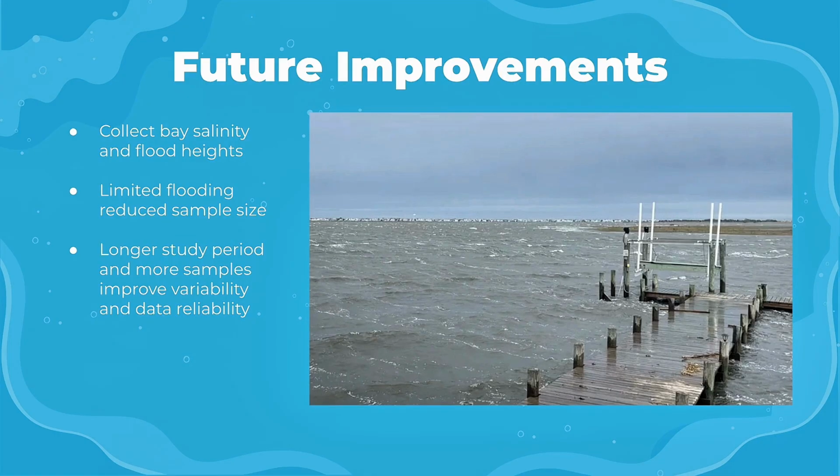In retrospect, there were many aspects of our project that we could have improved. One of the things we would do differently is record the bay salinity so that we would have a reference point to see the severity of saltwater intrusion for our floodwater. And for the same reasons, collecting tide and floodwater heights would also have been beneficial. Additionally, in the 2025 to 2026 season, there were very few floods, resulting in fewer numbers of samples than preferred. If our project was executed over a longer period of time, with more instances of actual floods, our project would have more variability and reliability.